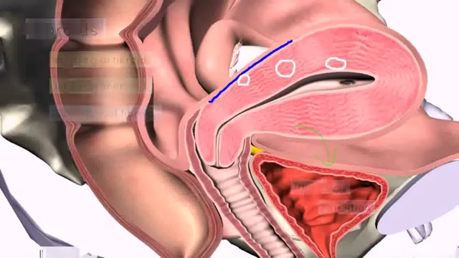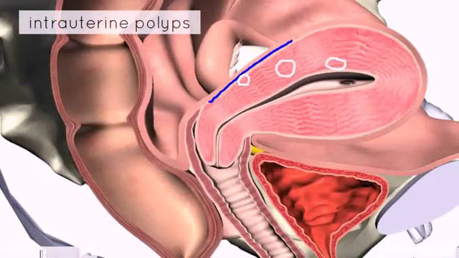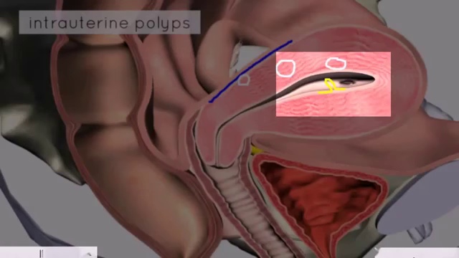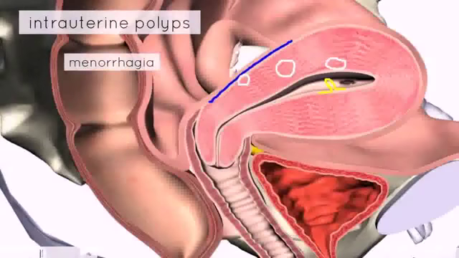So polyps are benign tumours which grow into the cavity of the uterus. Intrauterine polyps are generally endometrial in origin, and they just grow out into the cavity itself of the uterus. Similarly, these cause menorrhagia, and they can also be responsible for intermenstrual bleeding.